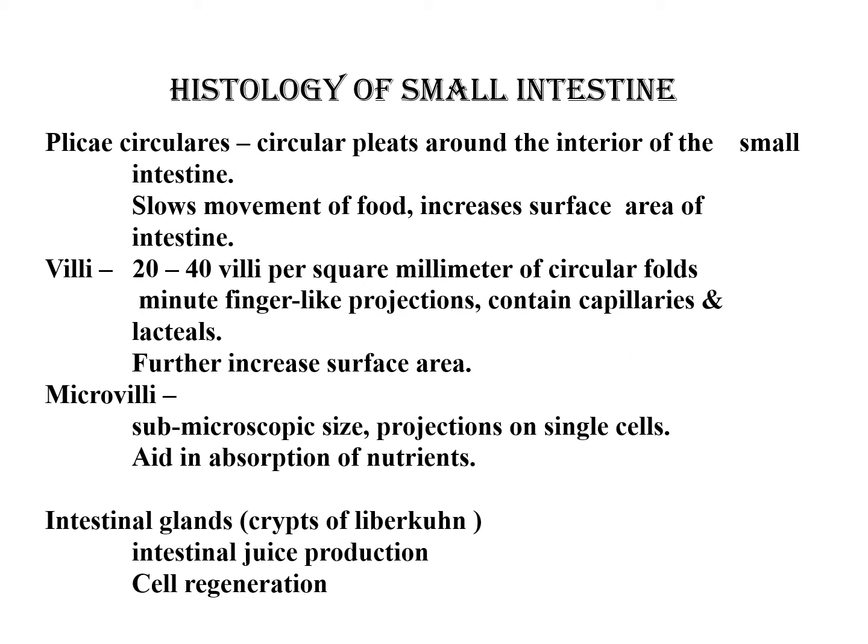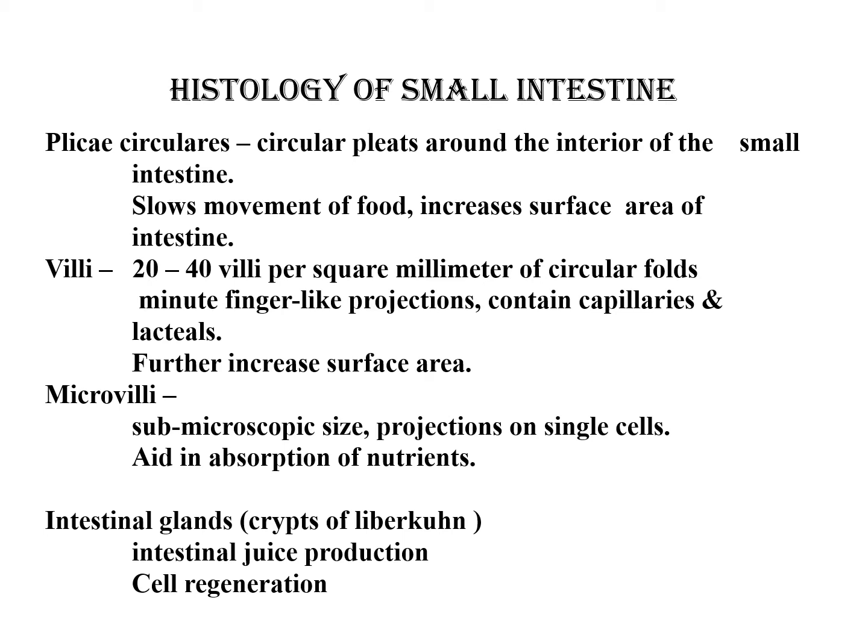Histology of small intestine. The wall of the small intestine is composed of the same four layers typically present in the alimentary canal, that is mucosa, submucosa, muscularis and serosa. Three features of mucosa and submucosa are unique in the small intestine. They are the presence of circular folds, villi, and microvilli.